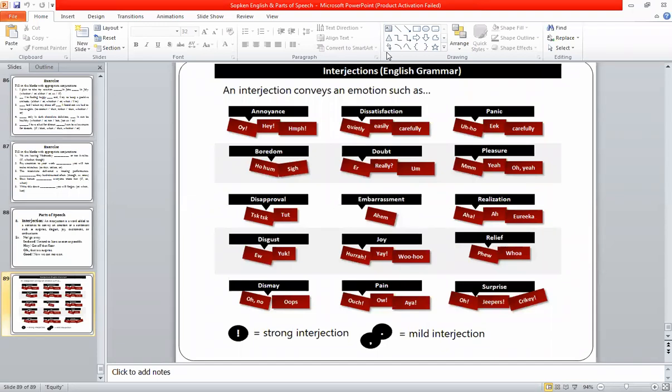Then the next is disapproval. Disapproval means what? When we do not approve of something, we do not give it our approval or sanction. Then what type of words do we use? Tut or tusk tusk. Generally in Marathi we don't use these words, but these words are used in English to show disapproval or other types of feelings.